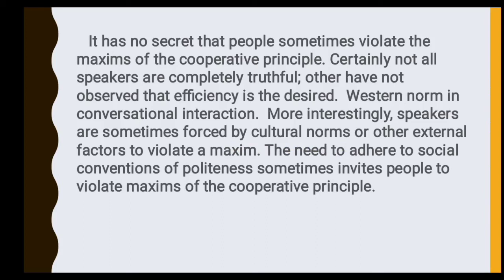So that's all. Thank you. We have already discussed the cooperative principle, the maxims of the cooperative principle, and also the violation of the cooperative principle.